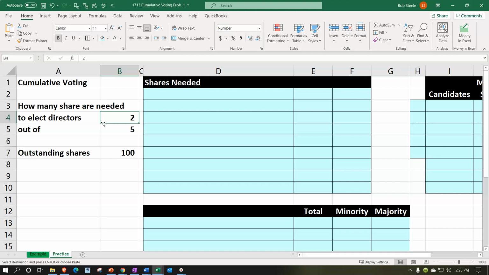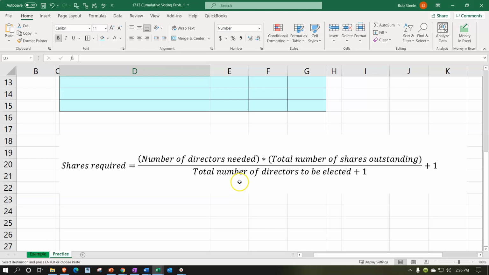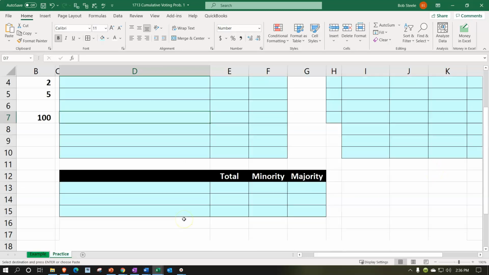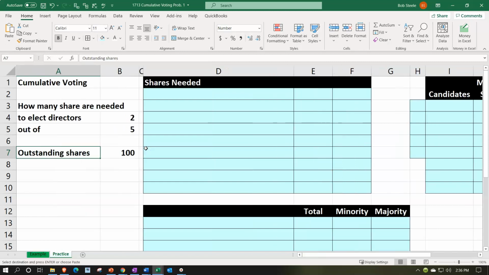Now, in cumulative voting, there's typically a formula. You can actually figure this out, and it looks like this down below. The shares required is equal to the number of directors needed times the total number of shares outstanding, over the total number of directors to be elected plus 1 in the denominator, and then we add 1 to that entire thing. The idea is, how can we compile our votes so that we can lock down as many people as we can? In this case, the 2 directors.